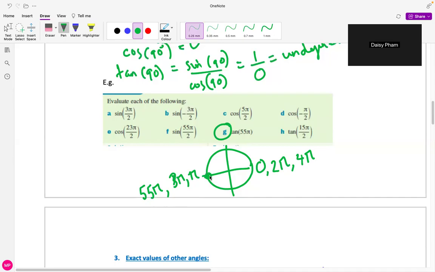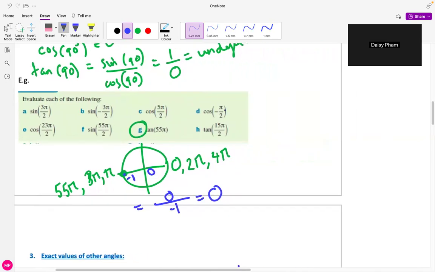Okay, so tan of 55 pi will be sine divided by cos. Sine is the y value, which is 0. And cos, you can see cos is -1. So 0 divided by -1 is 0. Okay, so tan of 55 pi will be 0. So technically any angle on this side or any angle on the other side here, then we're going to have tan equals 0. That's the quick shortcut.